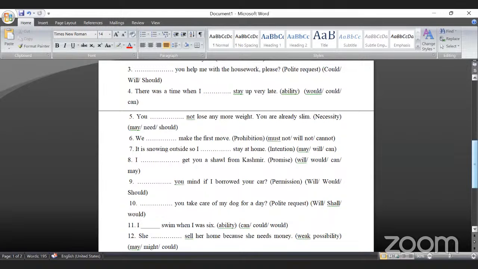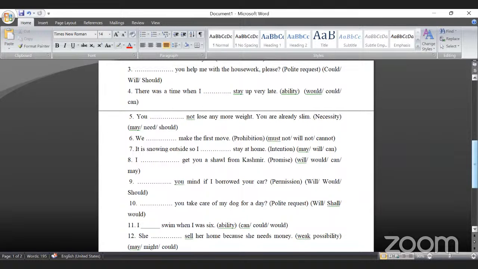Ninth one. Dash you mind if I borrowed your car? This is an important statement. Would you mind? Now, if it is not in this context, then how else will you say it? This one involves politeness as well. Would you mind if I borrowed your car? How will you say this otherwise? Can I borrow your car?